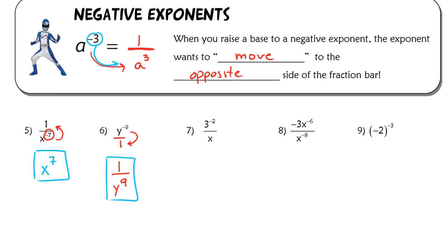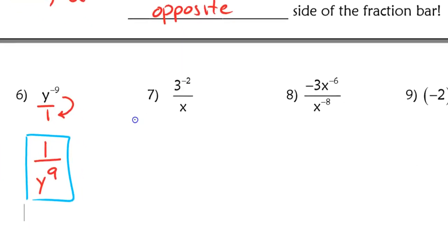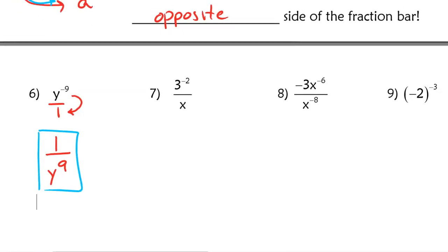Now, for example 7, you have to be careful that you don't move stuff all the time. It's only going to move if you have a negative exponent. So here, the only negative exponent I see belongs to the 3. So the 3 is going to move. Right now, there's nothing up top, so I'm going to leave a 1 there. And then I'm going to put 3 to the 2nd power, positive now, on the bottom in the basement.